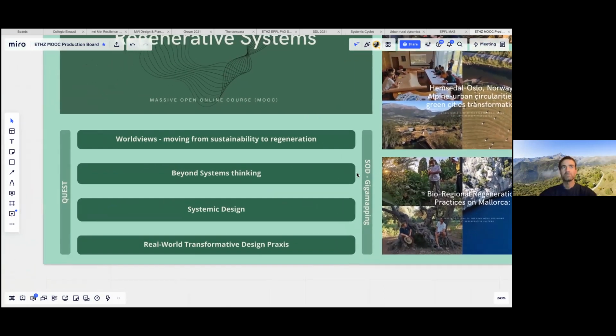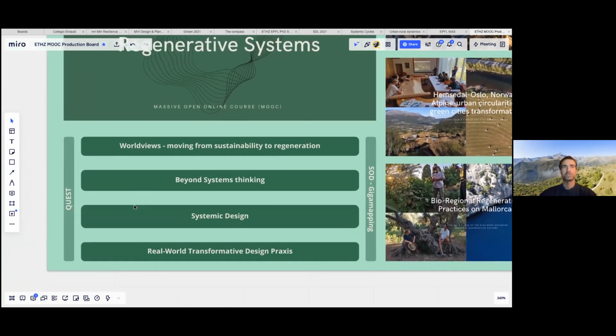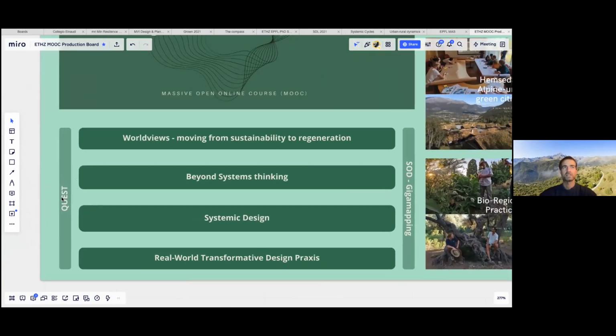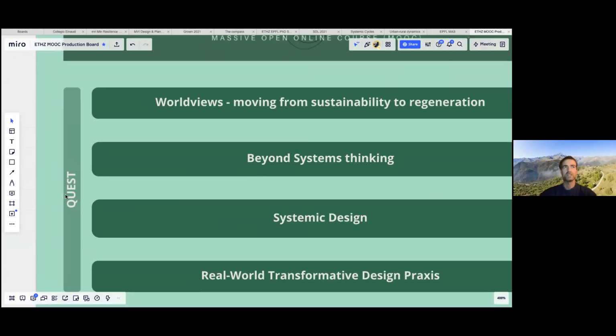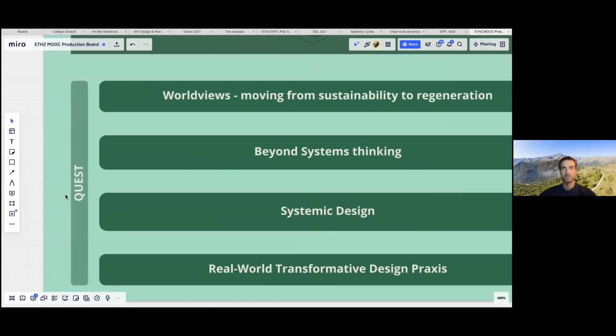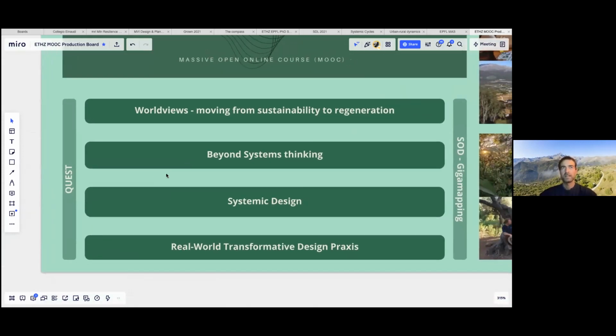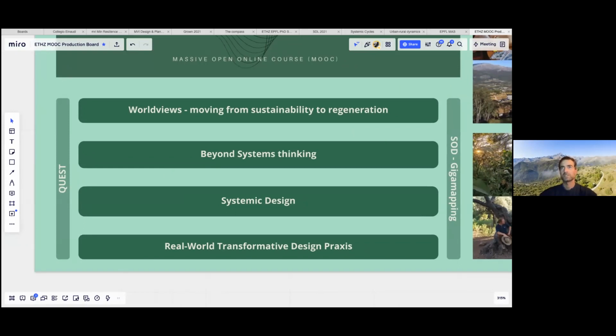All right. And very briefly, maybe it's important, these 4 shorter MOOCs are wrapped up by a quest here on the left side, a quest as a set of questions that participants develop and that help guide their path in complexity, and also system-oriented design giga mapping.